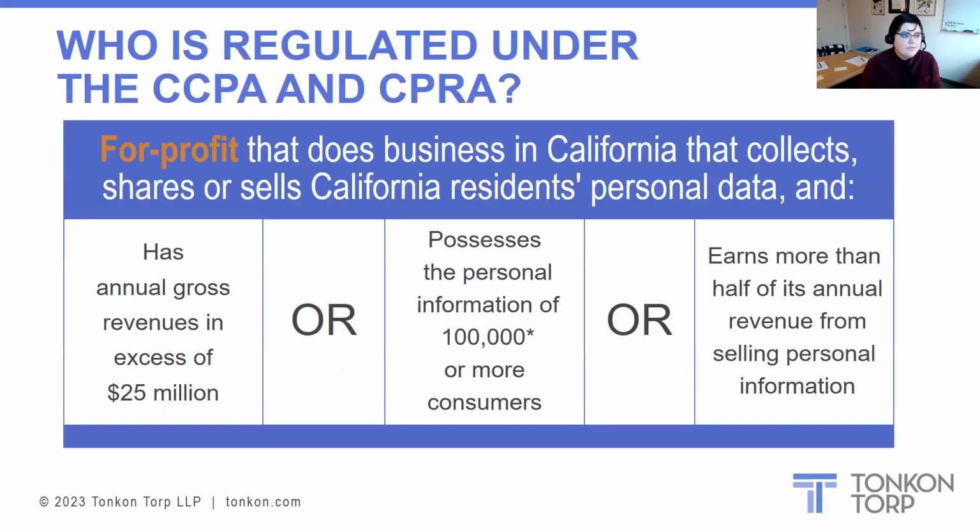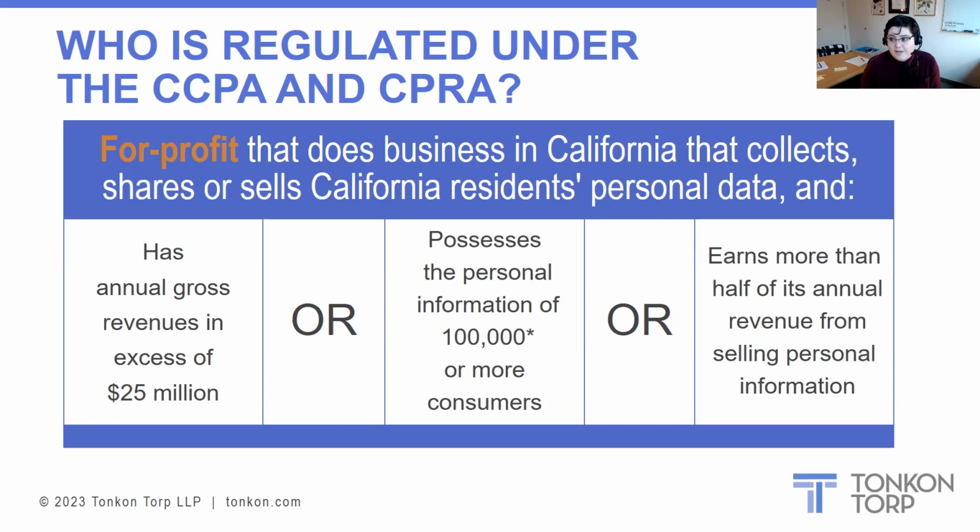So who is regulated? This is one of the most important questions of the day. I'm going to be calling regulated organizations covered organizations. Essentially the test is that this applies to a business if it is a for-profit business that in any way collects, sells, or shares California residents' data. And in addition to meeting that, you need to meet one of these three thresholds. So the first is that you make 25 million in gross revenues, not just related to California, but holistically. Or you possess the personal information of 100,000 or more consumers.